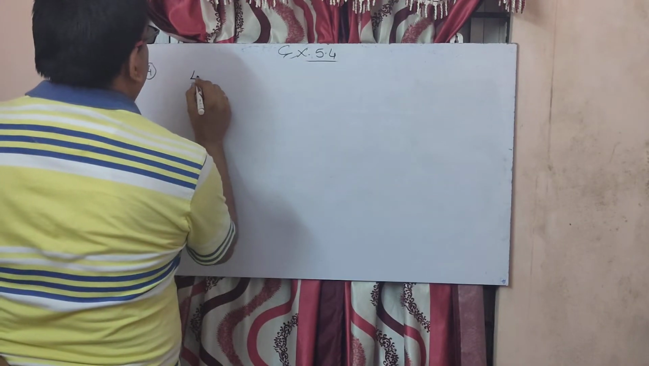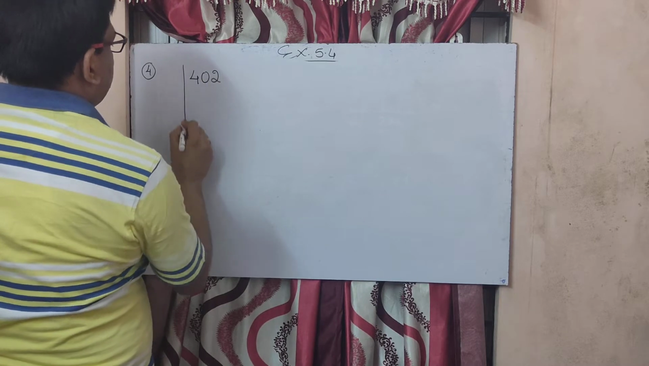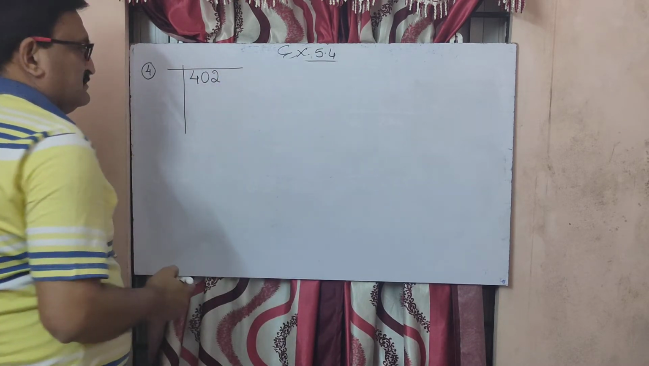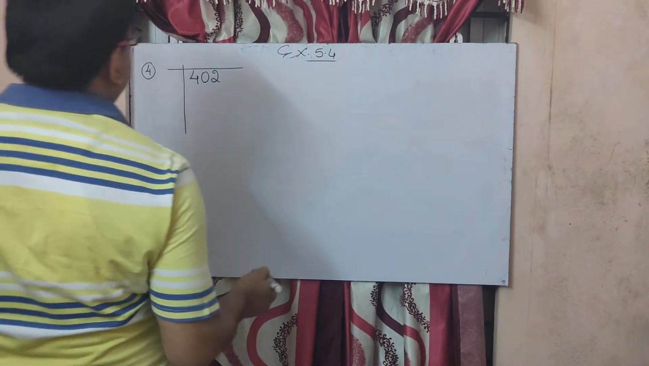Now, also find the square root of the perfect square so obtained. Let us do the first one. The first one is 402. Now you know the method, the division method. Now there are 3 digits, which means an odd number of digits.